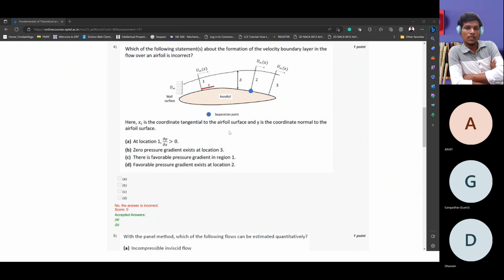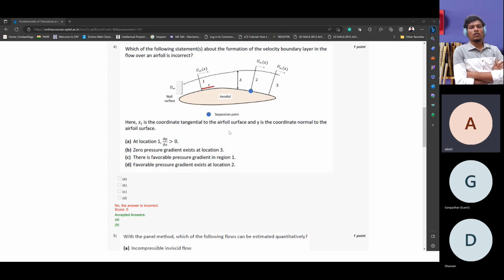What do they mean exactly? What is the favorable pressure gradient? Sir, they are asking about flow separation occurring at point 2, and wake will be formed after point 2. So they are asking where it will be a favorable pressure gradient and where it will be unfavorable. These C and D options are quite confusing me.